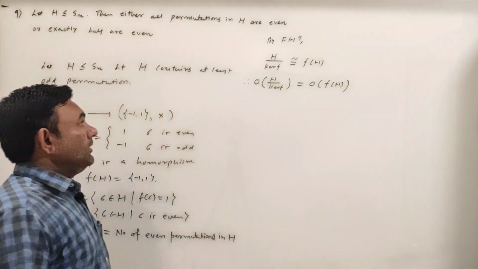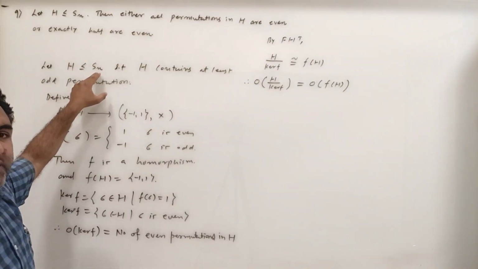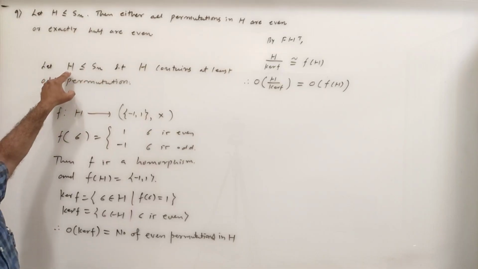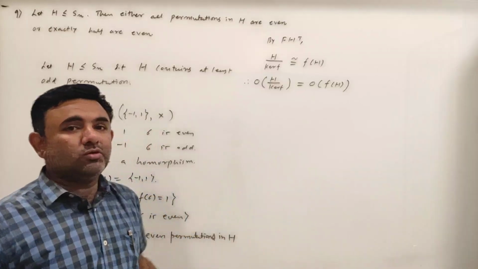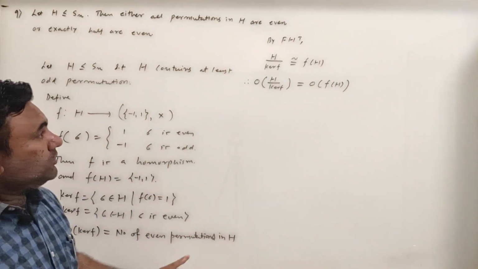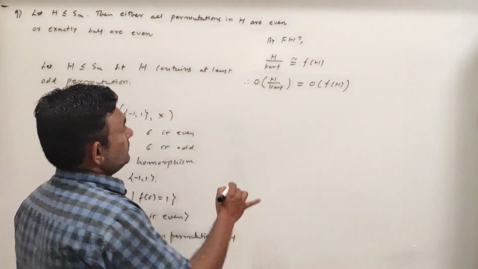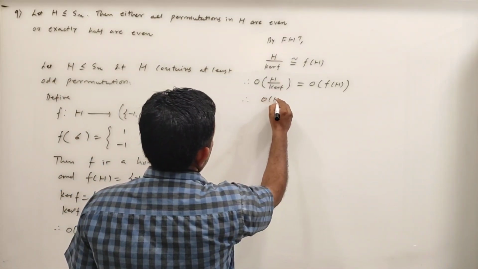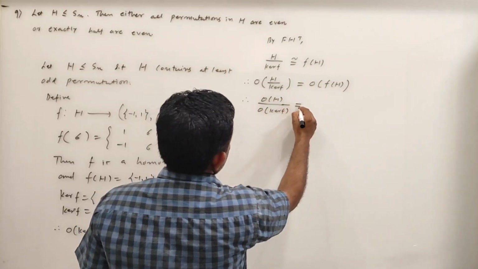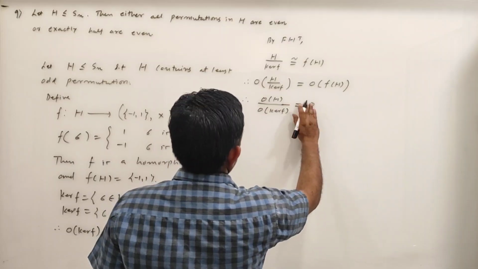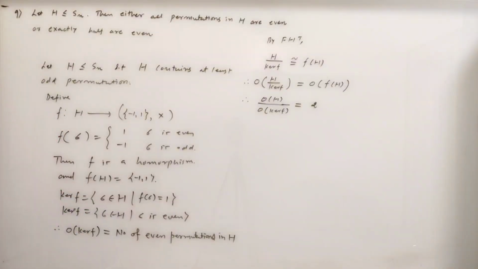Why? Because my H is finite. It is a subgroup of Sn. Sn is finite, so its subgroup is finite. So H is finite, so its quotient group is finite. Once my group is finite, its quotient group is always finite. So f of H is just containing two elements. Therefore the order of H divided by the order of kernel of f is equal to the order of f of H. The order of f of H is what? It is 2.